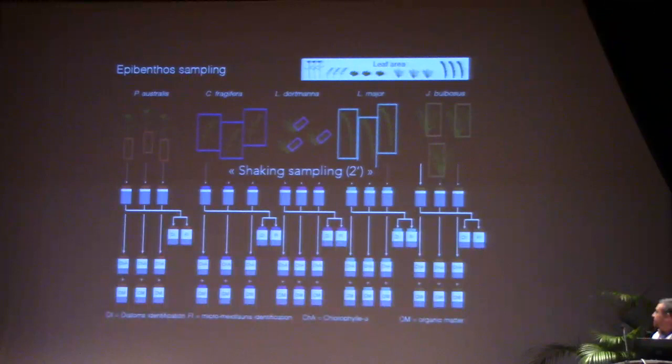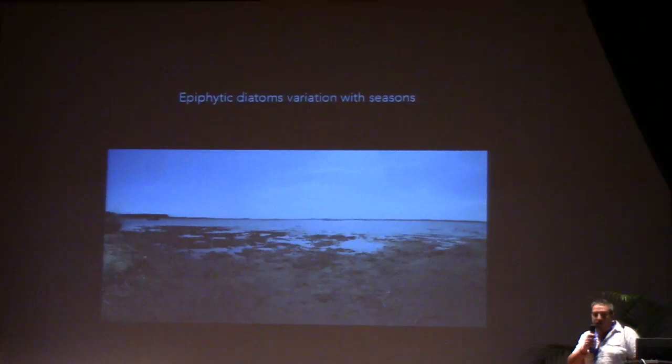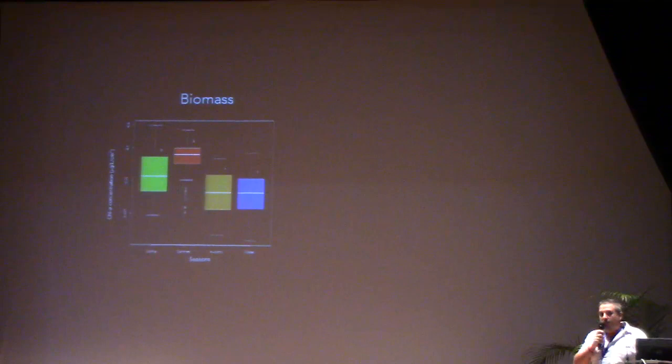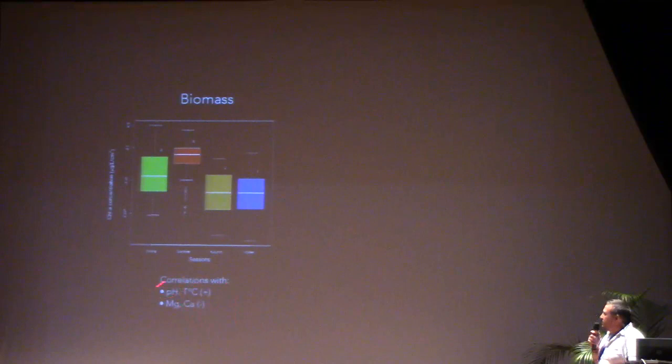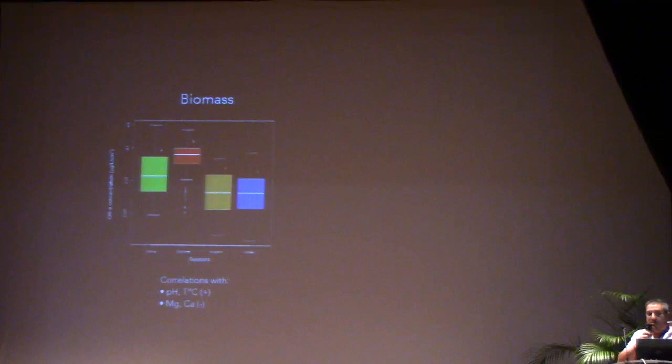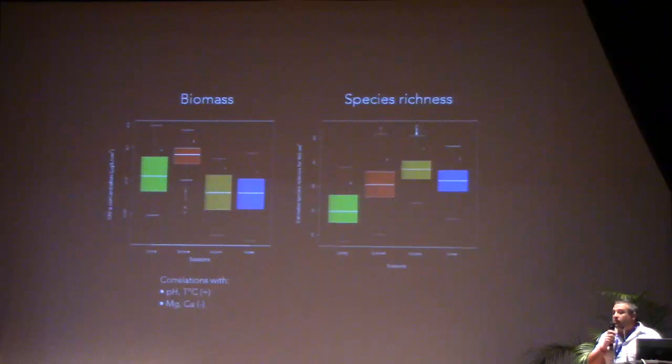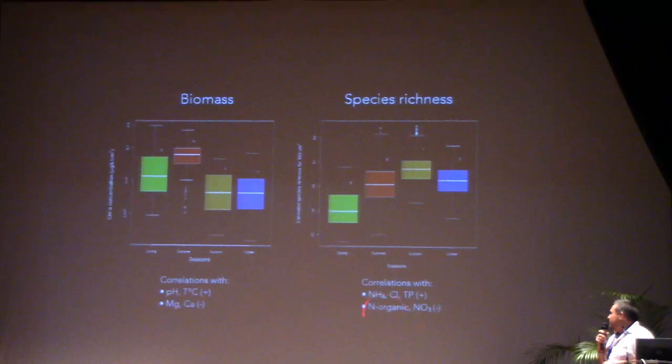So first, the first results. How do the epiphytic diatoms vary with seasons? First, if you look at the biomass, this is chlorophyll A concentration, we observed a summer peak of biomass, which is quite logical, and which is positively correlated with pH and temperature. But if we look at the diatom species richness that we estimated from 100 square centimeters of macrophyte substrate, we observe a completely different pattern, with a peak of species richness observed in the autumn season and the lowest species richness in spring. And the species richness was correlated more with nutrient parameters.